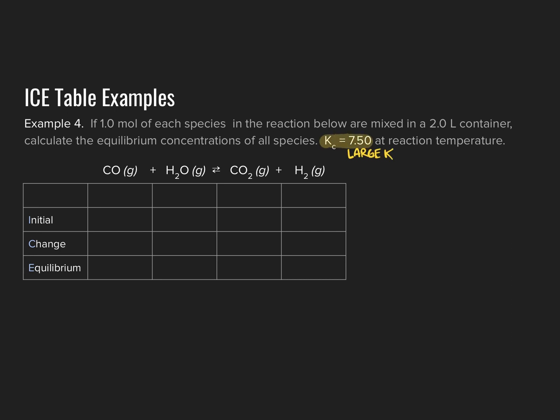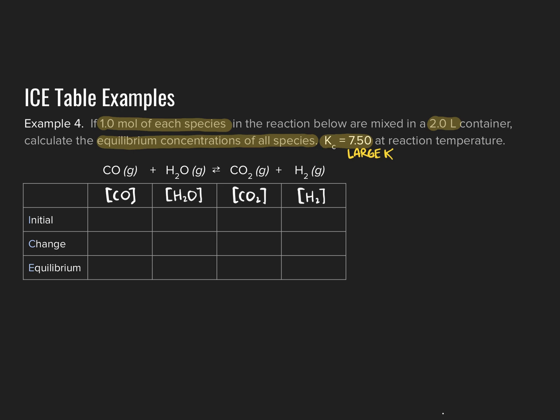So have a look at example 4, where you're describing a system in which carbon monoxide is reacting with water vapor to form carbon dioxide and hydrogen gas in an equilibrium state. We're going to go ahead and set up an ICE table again, with the ICE along the first column, and then the concentrations of each corresponding species involved in the reaction along our top row. The problem is telling us that we're going to introduce 1.0 mole of each species involved in the reaction below, mix them together in a 2-liter container, and determine the equilibrium concentrations of all species, given a value of the equilibrium constant of 7.50 at this reaction temperature.